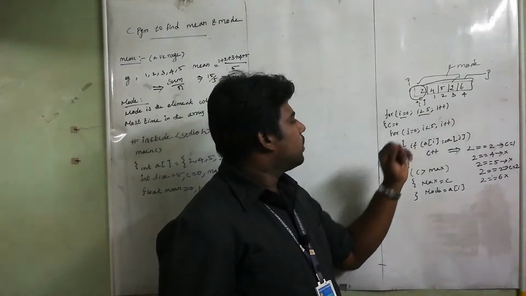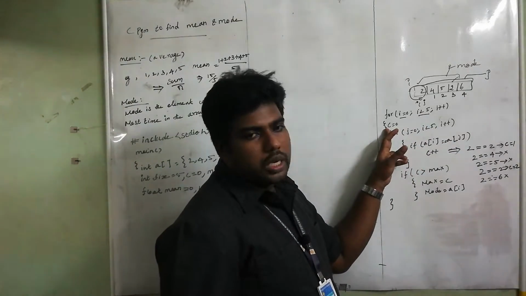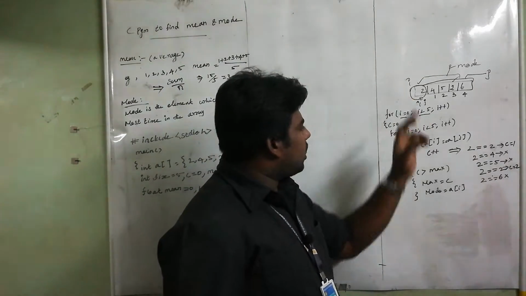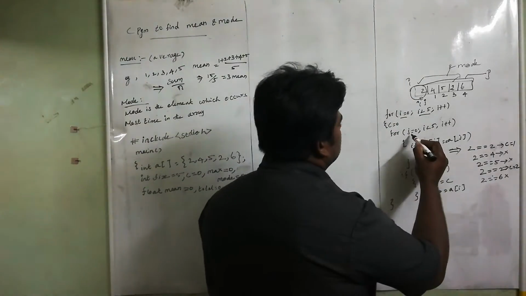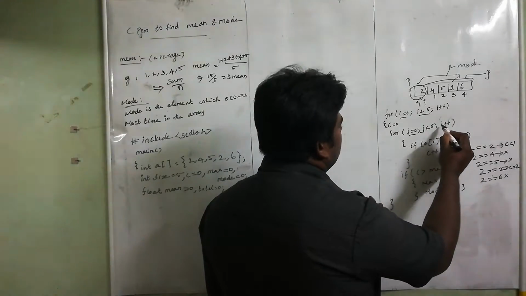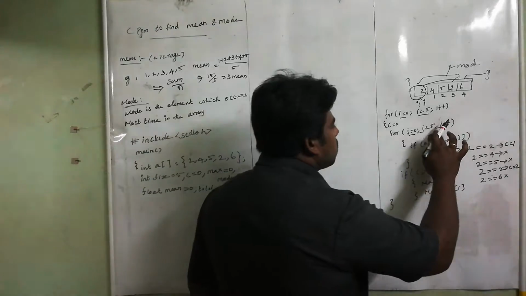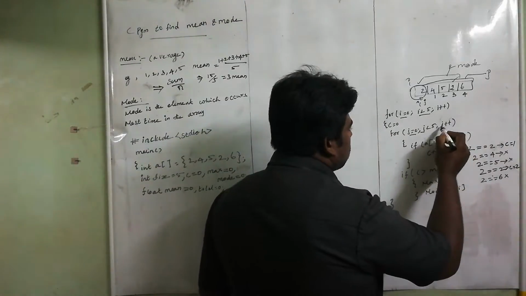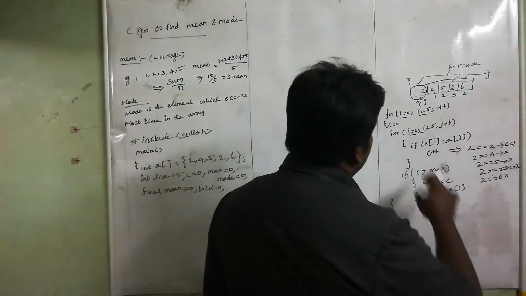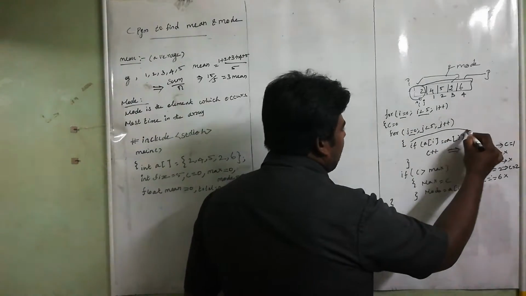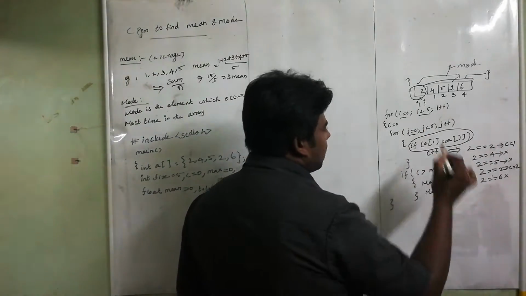0 to 4. Then I am taking one counter. c is a counter. Initially the counter is 0. Then for j equal to 0, j less than 5. Again the condition is true. So see here, this is the condition for mode. I want to compare each and every element.